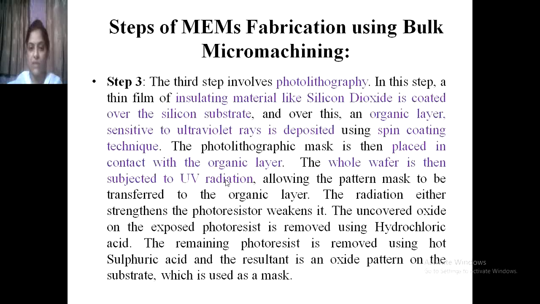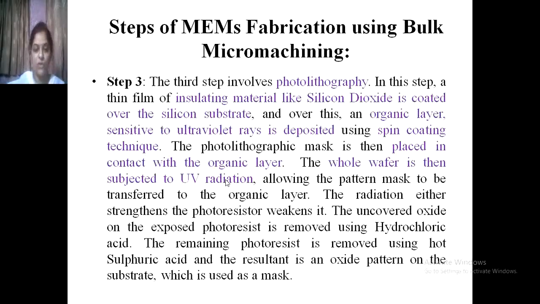Okay, the third step involves photolithography. In that, an insulating material like silicon dioxide is coated over the silicon substrate, and over this an organic layer sensitive to ultraviolet rays is deposited using the spin coating technique. Last time we saw that in spin coating, the spinner rotates at its speed, and through the nozzle we place the liquid.